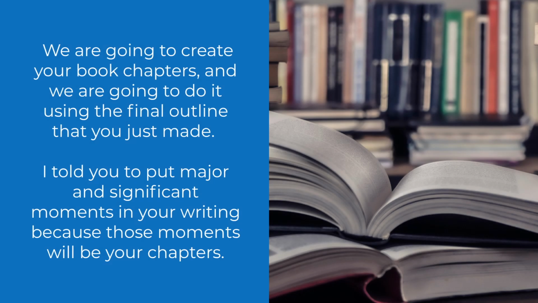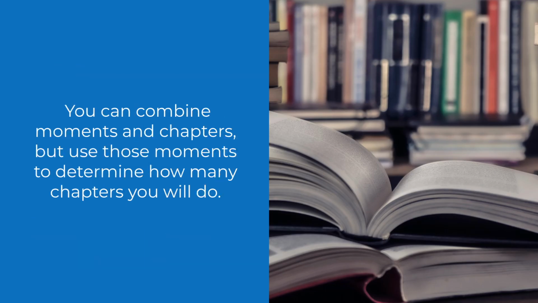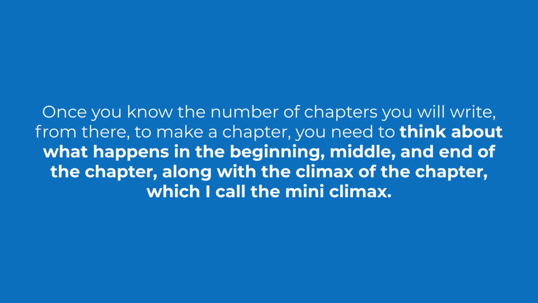Finally, we are going to create your book chapters, and we are going to do it using the final outline that you just made. I told you to write down the major and significant moments that happen in each part of the 9 part outline, because those moments will be your chapters. You can combine moments to make fewer chapters, but use those moments to determine the number of chapters you will do. Once you know the number of chapters you will write, then you can start making your chapters.